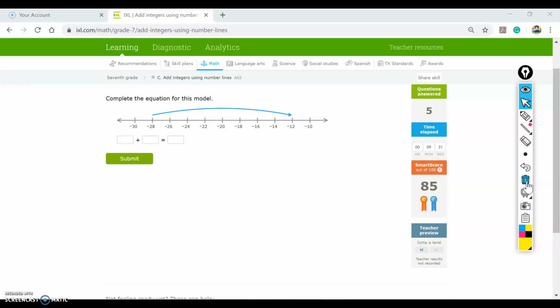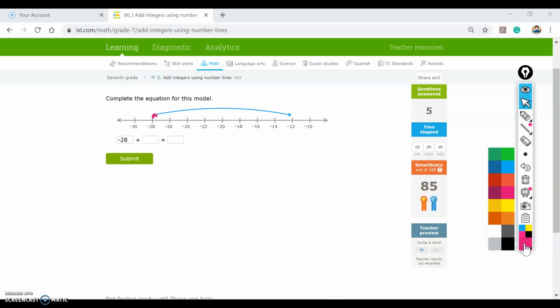So like in this case here, I'm starting at -28, which is right there, -28. So I'm going to type -28 because that's where I started, and that's where the arrow starts, right? That's where it starts. Like the little line starts there.